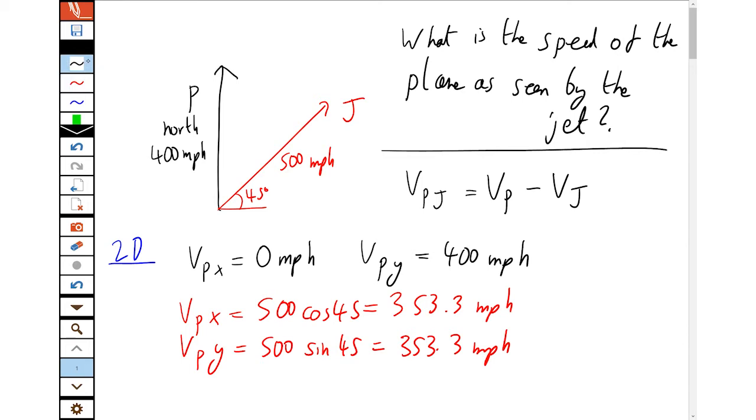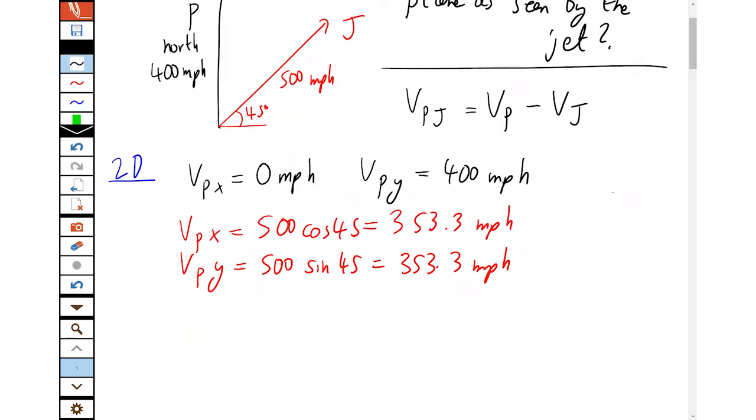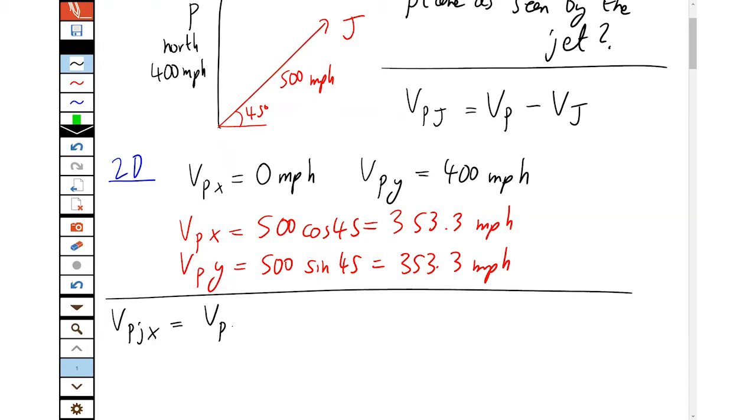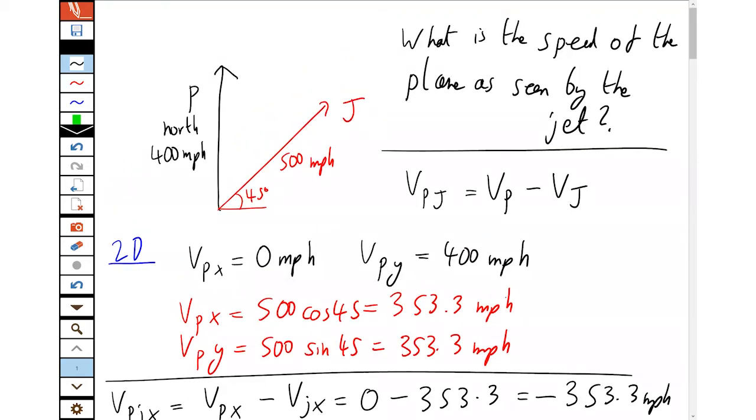So now we do the relative velocity. Like I say, it's in 2D, so we break it up into x and y. The velocity of the plane relative to the jet in x is the velocity of the plane in x minus the velocity of the jet in x, which is 0 minus 353.3, which is minus 353.3 miles per hour, which makes sense. We see the jet is going east. So from the jet's point of view, it looks like the plane is going in the minus direction, west.